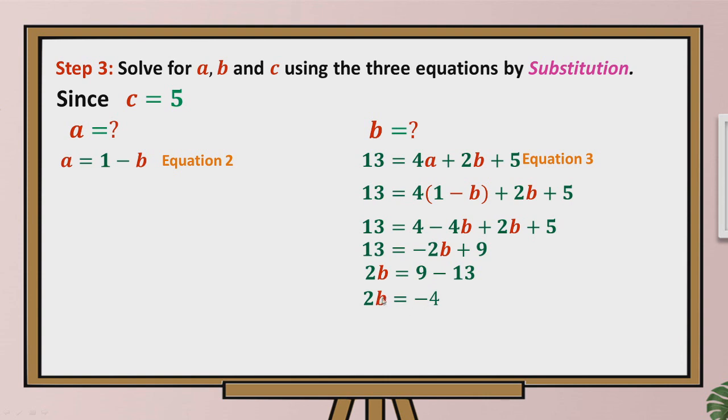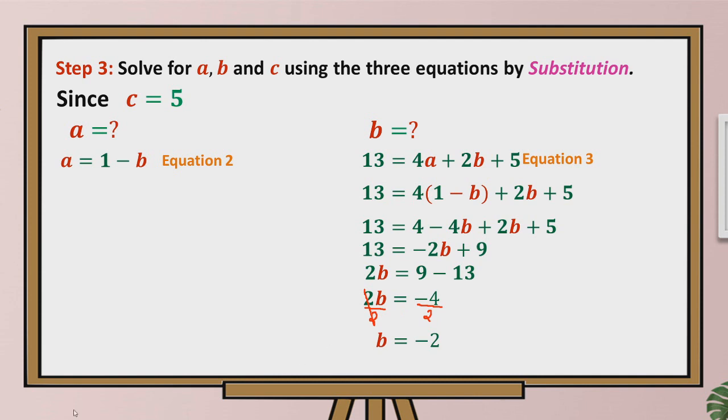And to solve for the value of b, I will have to divide both sides by 2. Why do I need to divide both sides by 2? So I can eliminate this. Therefore, I will be left with b on this side of the equation. And then negative 4 divided by 2 will give me negative 2.